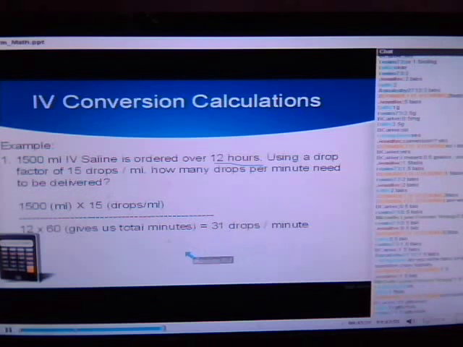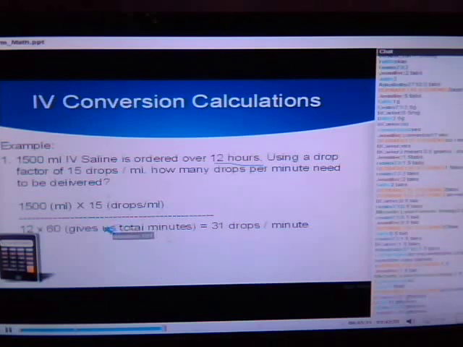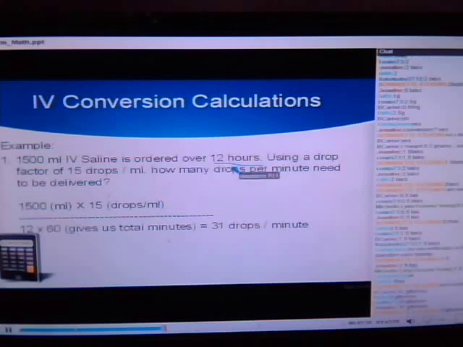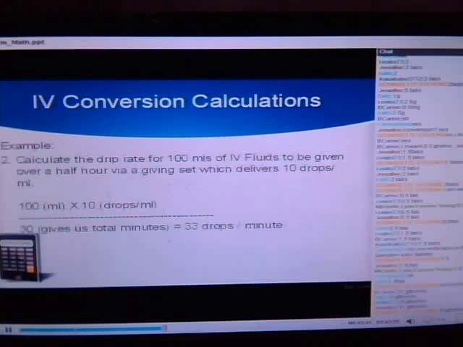All right, again, calculate the drip rate for 100 milliliters of IV fluid to be given over a half hour via a given set which delivers 10 drops. See, this is very simple. I don't know why we need an IV pump. Why are you coming to get me for an IV pump when this is all you have to do? So this would be 30 minutes, right? So 100 times the drop rate.